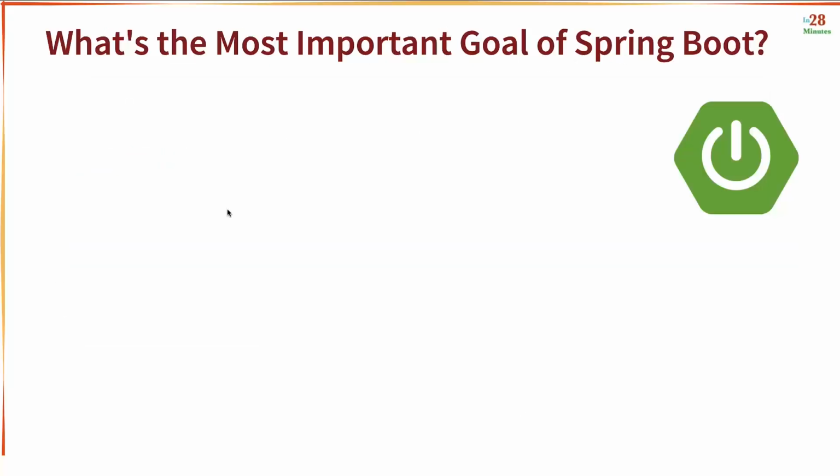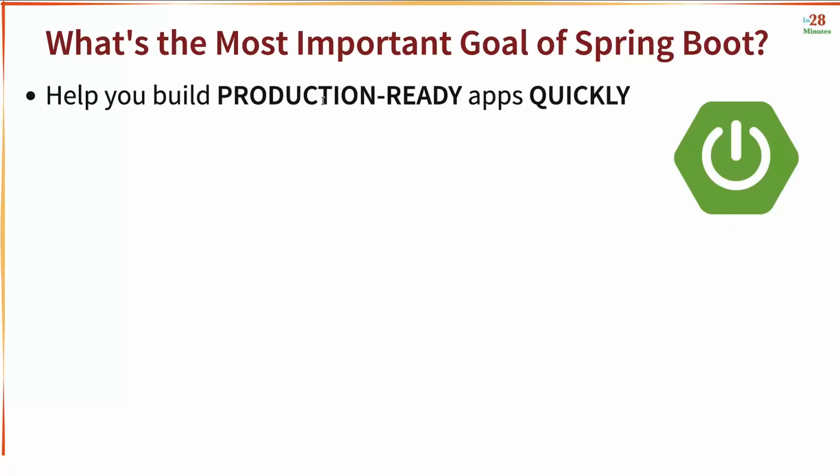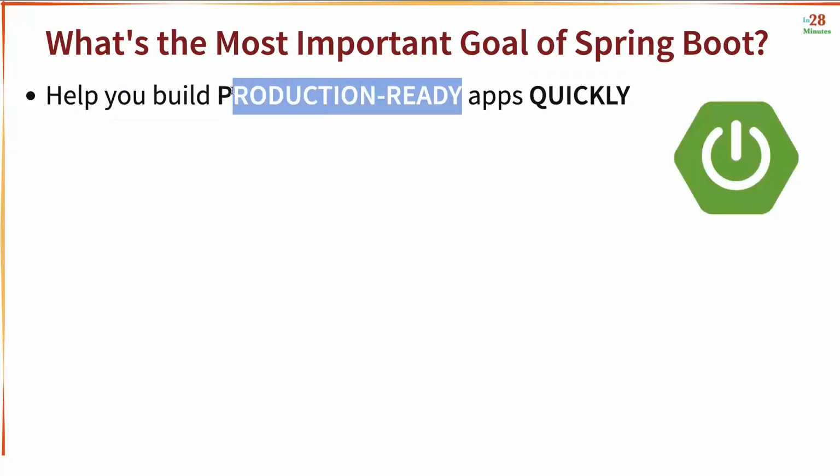Having built a simple REST API with Spring Boot, in this step, let's understand what's the most important goal of Spring Boot. The most important goal of Spring Boot is to help you build production-ready applications quickly. There are two very, very important words in here. Quickly. You'd want to be able to build applications faster. And you also want applications to be production-ready. There are a lot of features that you need in an application before you would be able to put it to production. So the goal of Spring Boot is to enable both of these.